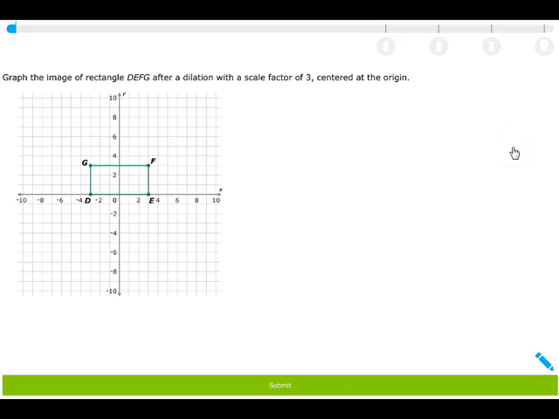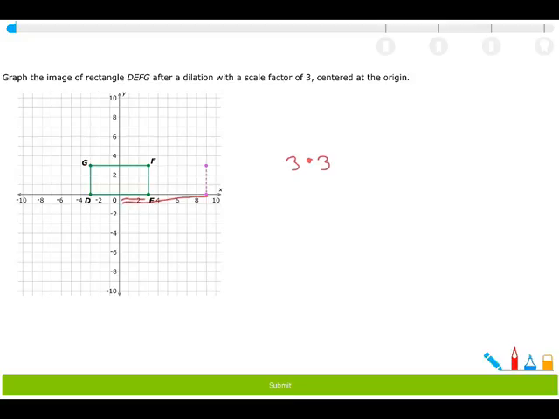Okay, so this says, graph the image of the rectangle after dilation with a scale factor of 3, center around the origin. I'm going to turn on my pen here. So what we've got here is a distance of 3. I want to take that distance of 3 from the origin and multiply it by my scale factor of 3. So my new point is going to be 9 away. So I'm going to take off that original pen. Let me get rid of this.